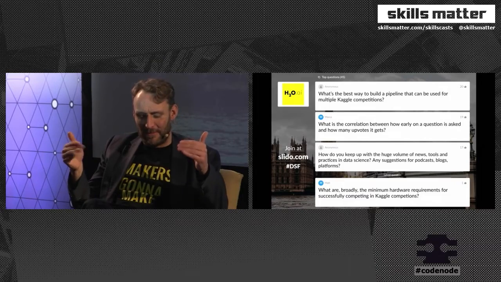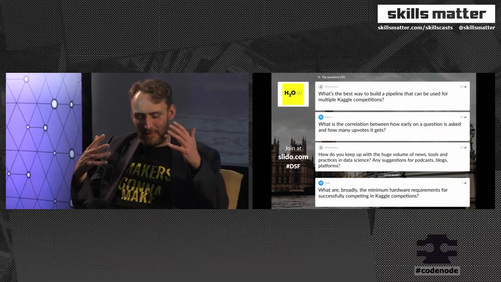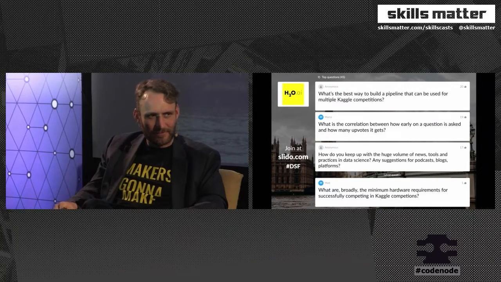Okay. So there's a question here that probably talks about usability and creating standard templates to solve more and more problems. So is there a best way to build a pipeline that can be used for multiple Kaggle competitions? I think yes, and I do this. Actually, this is one of the not tricks, it's a good tip if you want.